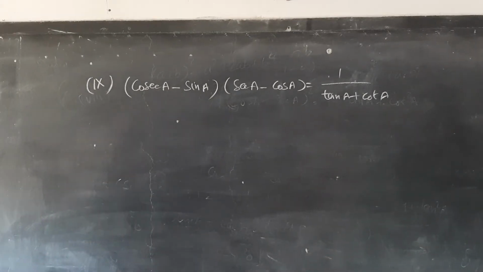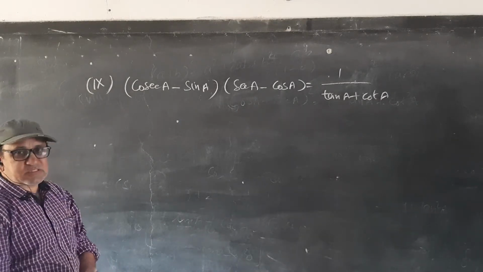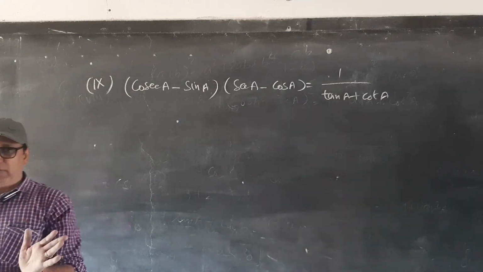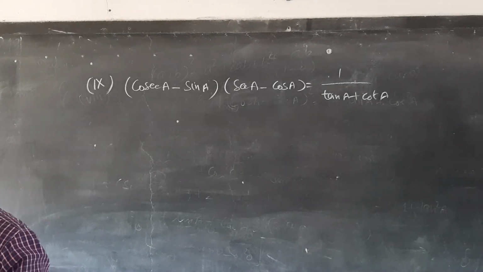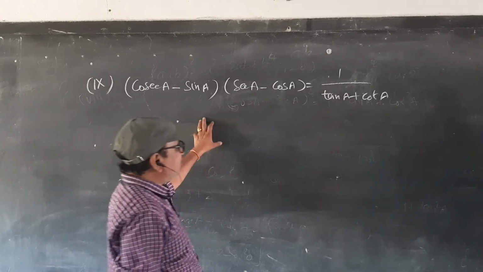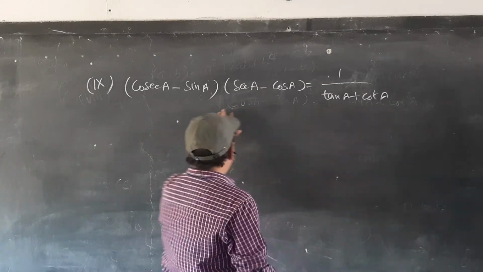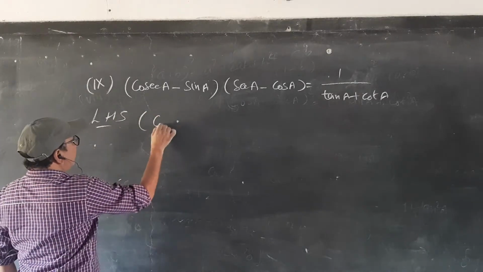Next question: (cosec A minus sin A)(sec A minus cosec A) equals 1 upon tan A plus cot A. As you know, in identities, sometimes we take the LHS and prove the RHS, sometimes we take the right hand side and prove it through the left hand side, and sometimes we have to solve both sides and prove that both are equal, which means LHS equals RHS. So here first we take the LHS and see what we get.